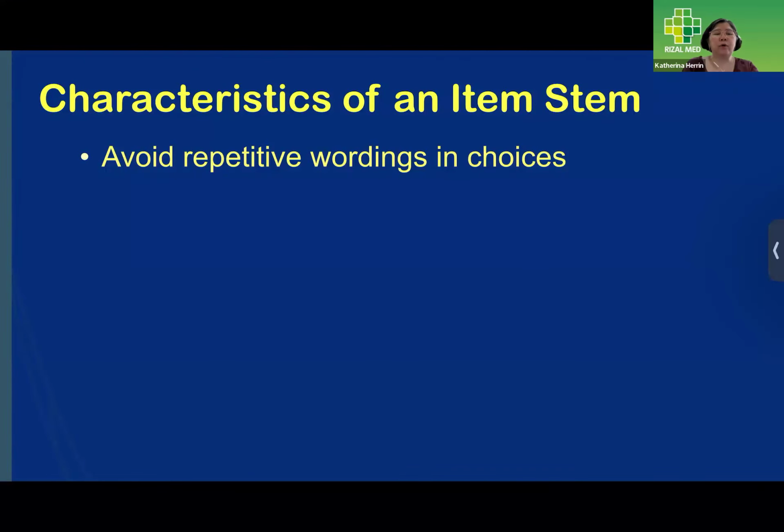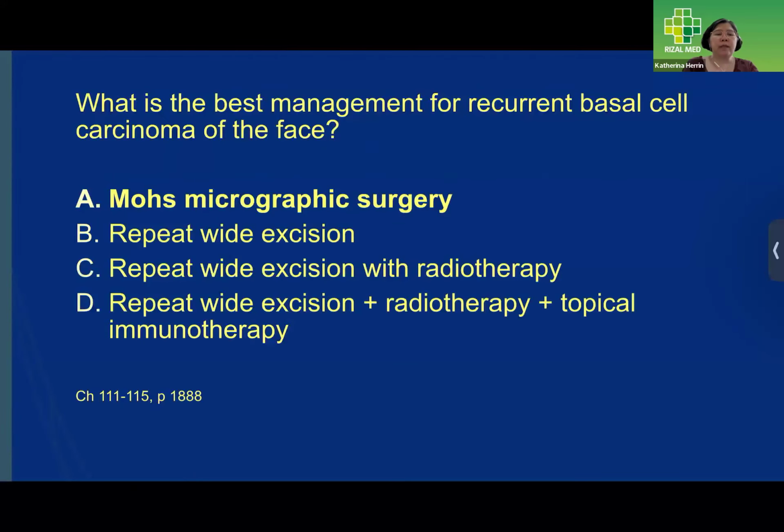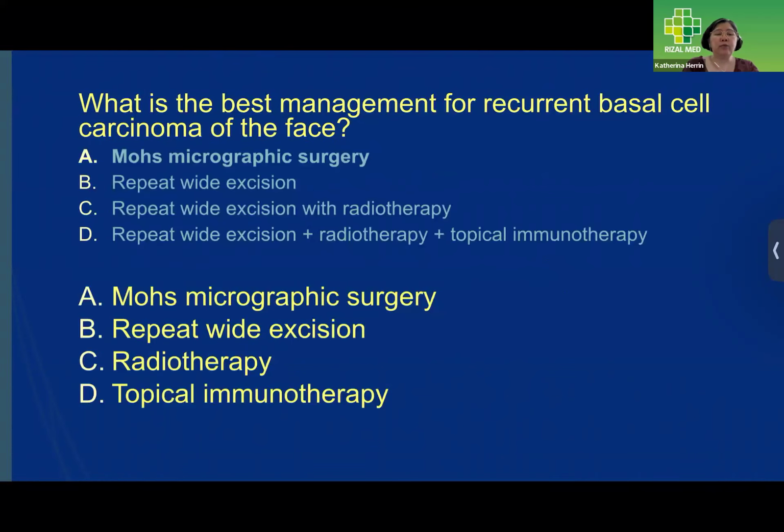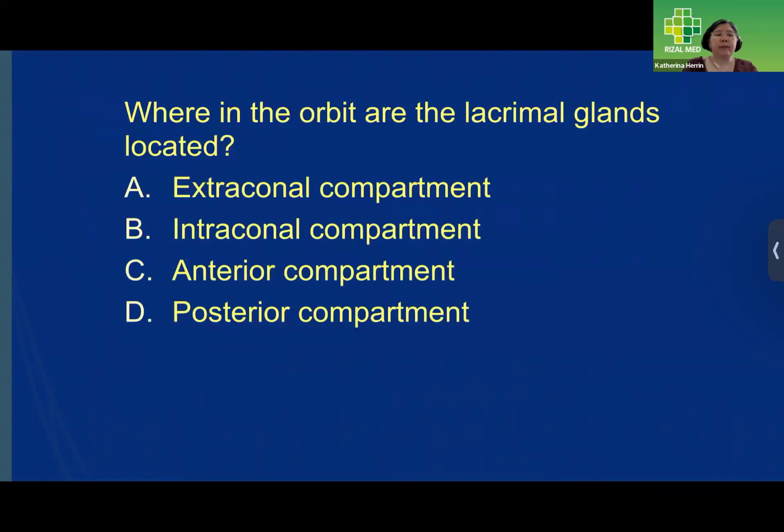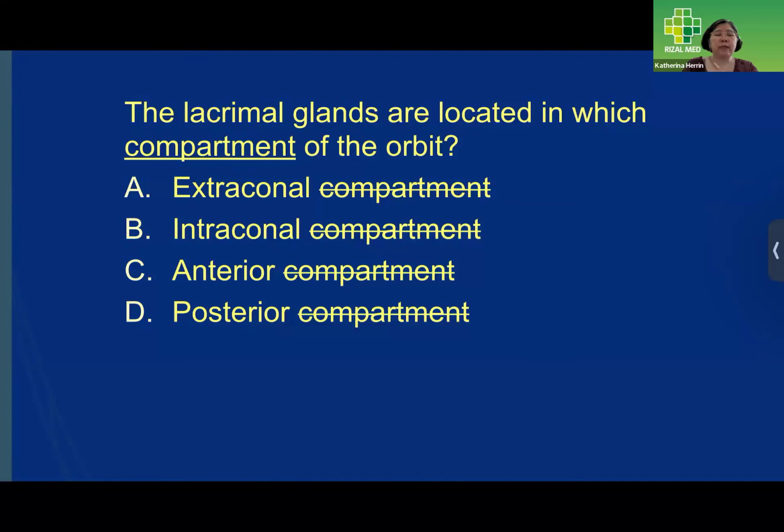We also need to avoid repetitive wordings in the choices or alternatives. Here, the words repeat wide excision was repeated in choices B, C, and D, and it is not even the correct answer. To improve on this, we may put radiotherapy alone for choice C and topical immunotherapy for choice D. Another example, here the word compartment is seen in all the choices. We can improve on this by putting the word compartment in the stem.